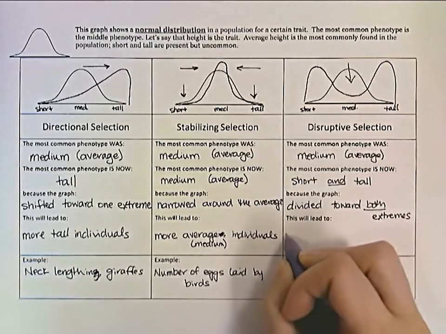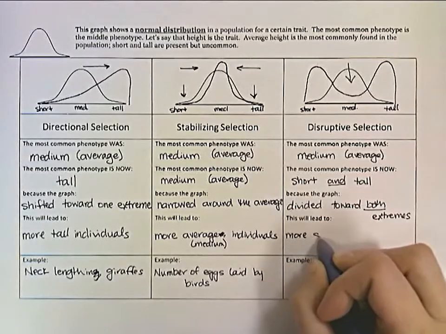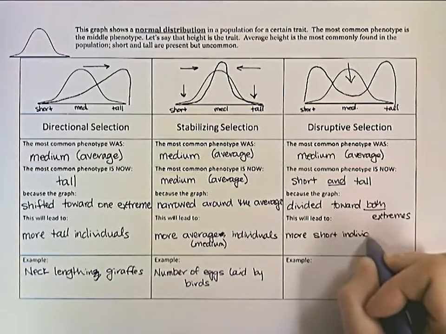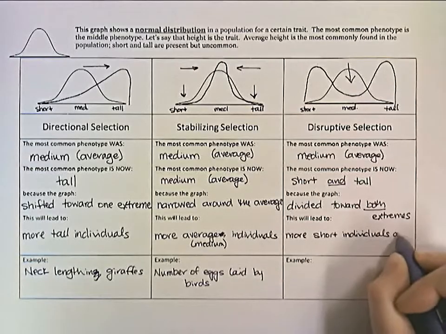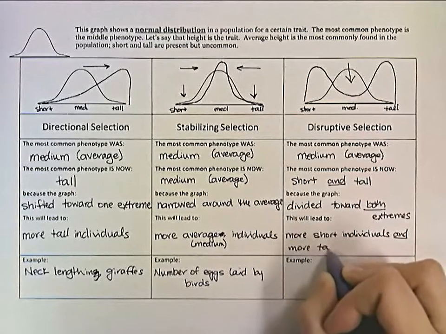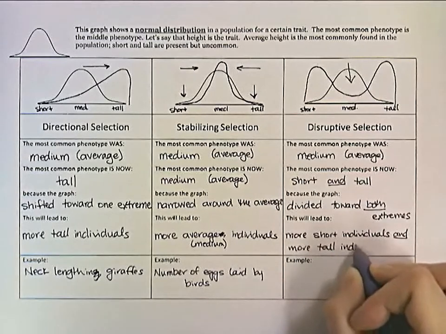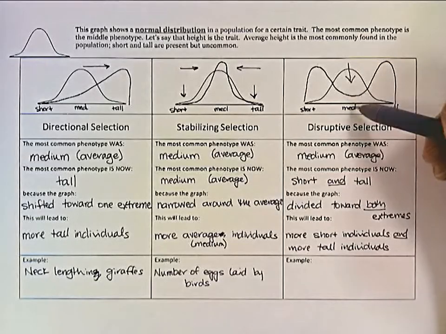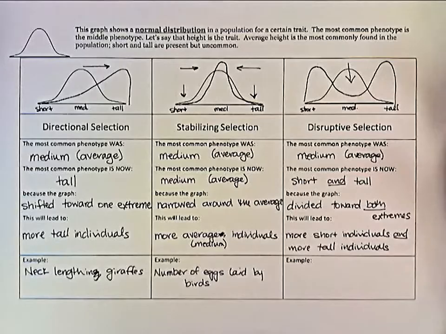So this will lead to more short individuals and more tall individuals. We're going to see fewer of those medium or average individuals in this case.